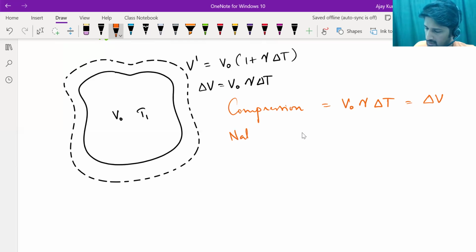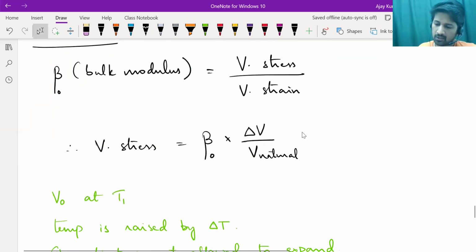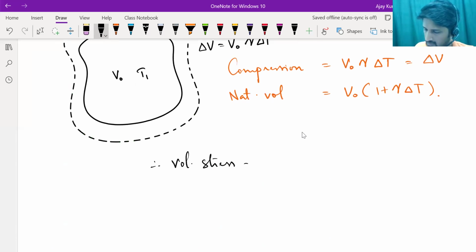And what is the natural volume at the new temperature? V naught into 1 plus gamma delta T is the natural volume at the new temperature. That's all. You know the change in volume and you know the natural volume. Then you can tell how much stress is developed. Volumetric stress simply becomes bulk modulus multiplied with change in volume divided by the natural volume. Therefore, volumetric stress now is bulk modulus beta naught multiplied with change in volume, V naught gamma delta T, divided by the natural volume at the new temperature, V naught into 1 plus gamma delta T.